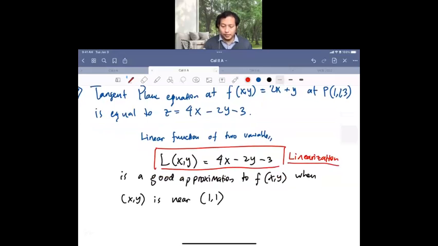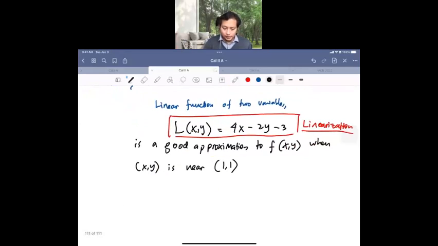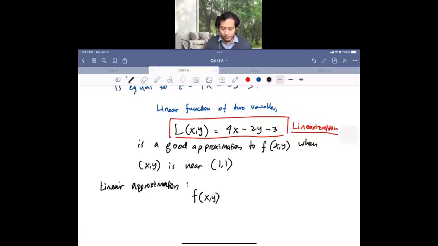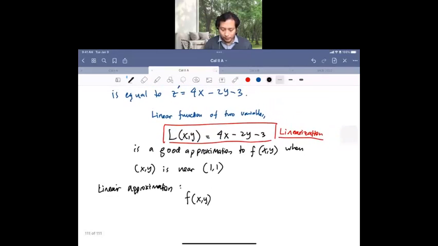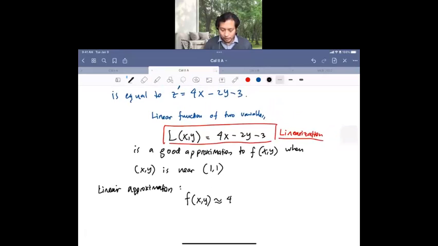Okay, so the approximation, or linear approximation, will be equal to, we can write the function L(x, y). We can write this as our approximation.